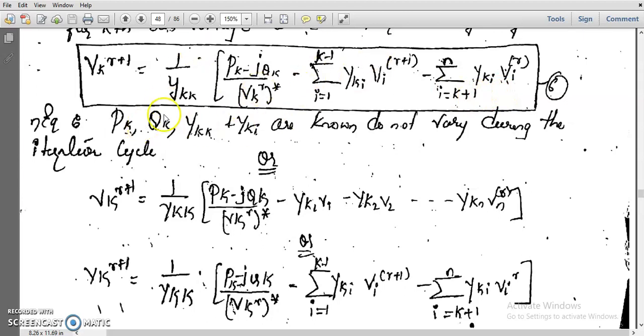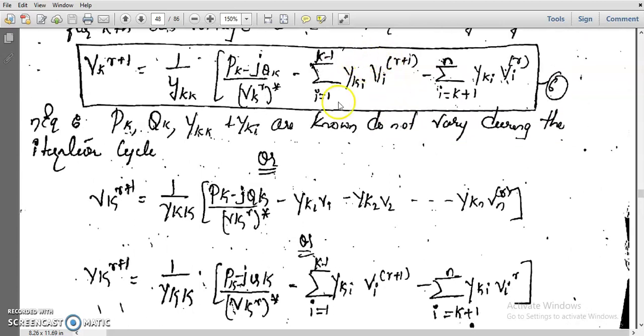In this equation P_k, Q_k, Y_k are known, not unknown. They do not vary during the iterations. P_k, Q_k, Y_k are all known, no need to calculate. During the full iteration all these values are known. You have to calculate the V_i values, which will change for different iterations.